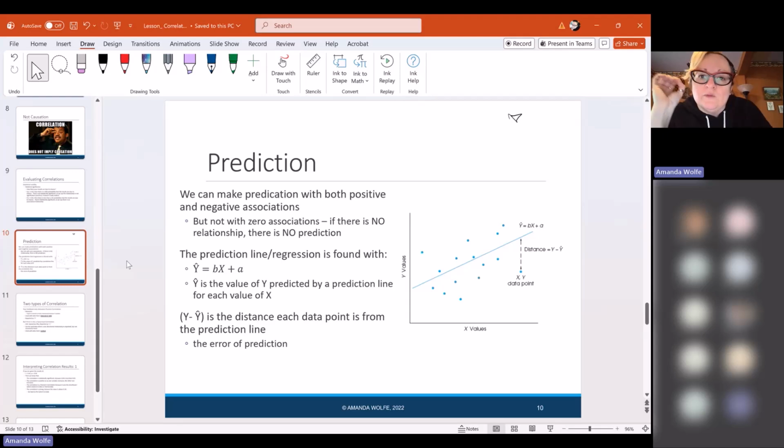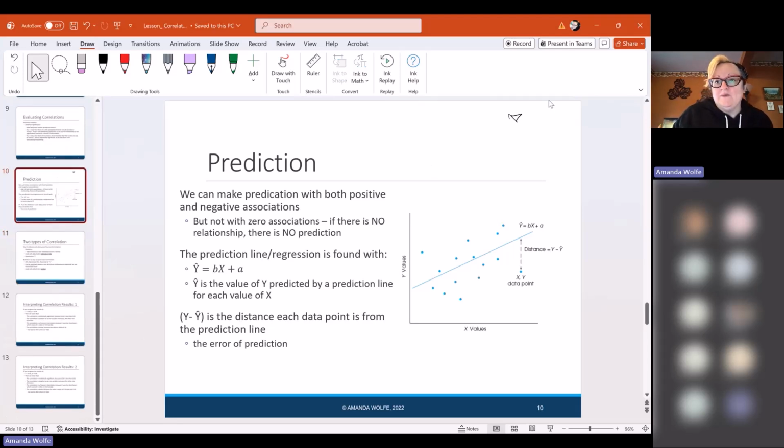So if you hear the word relationship, I want you to think correlation. But if you hear the word prediction, I want you to think regression. Because again, we're going to use that regression line that goes through the scatter plot to make predictions. So that kind of sets us up for what else is in this module.